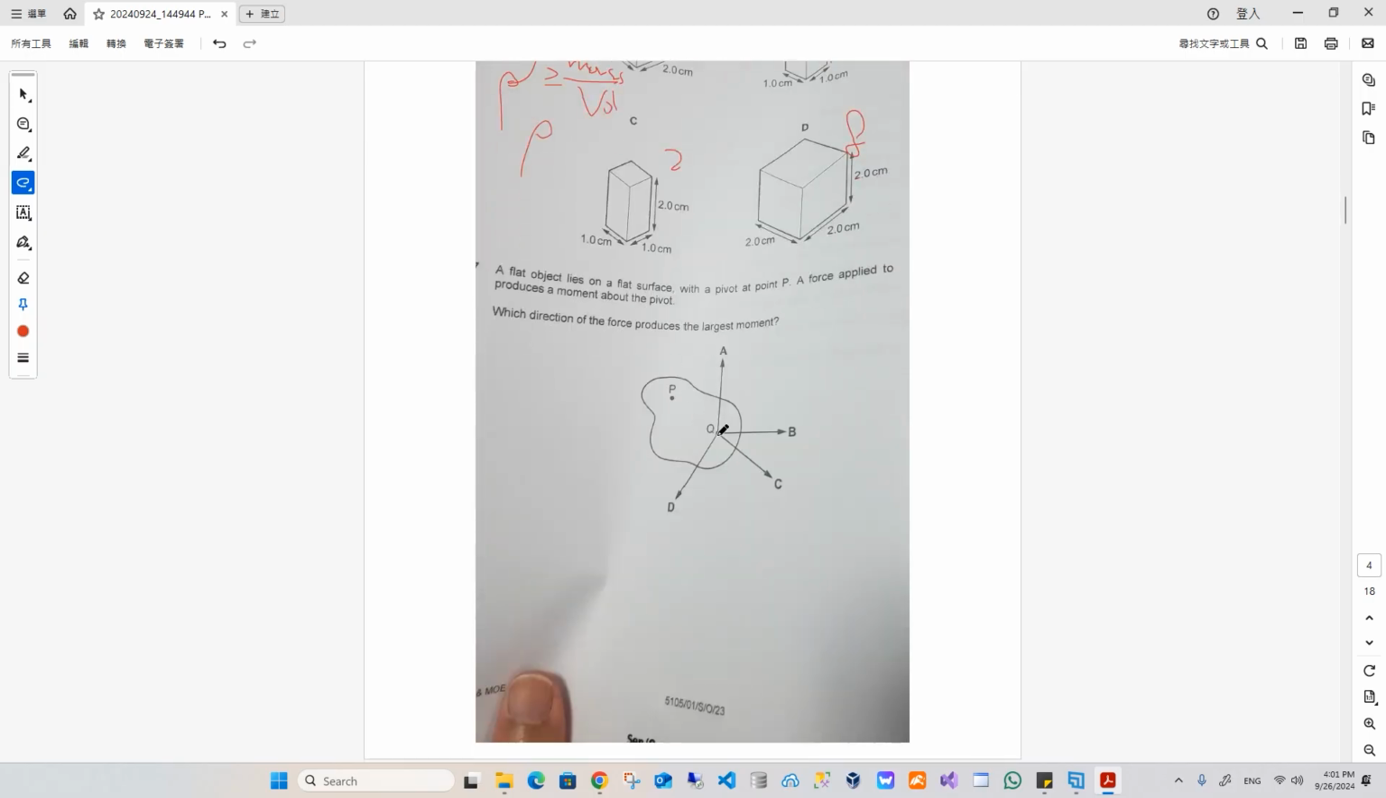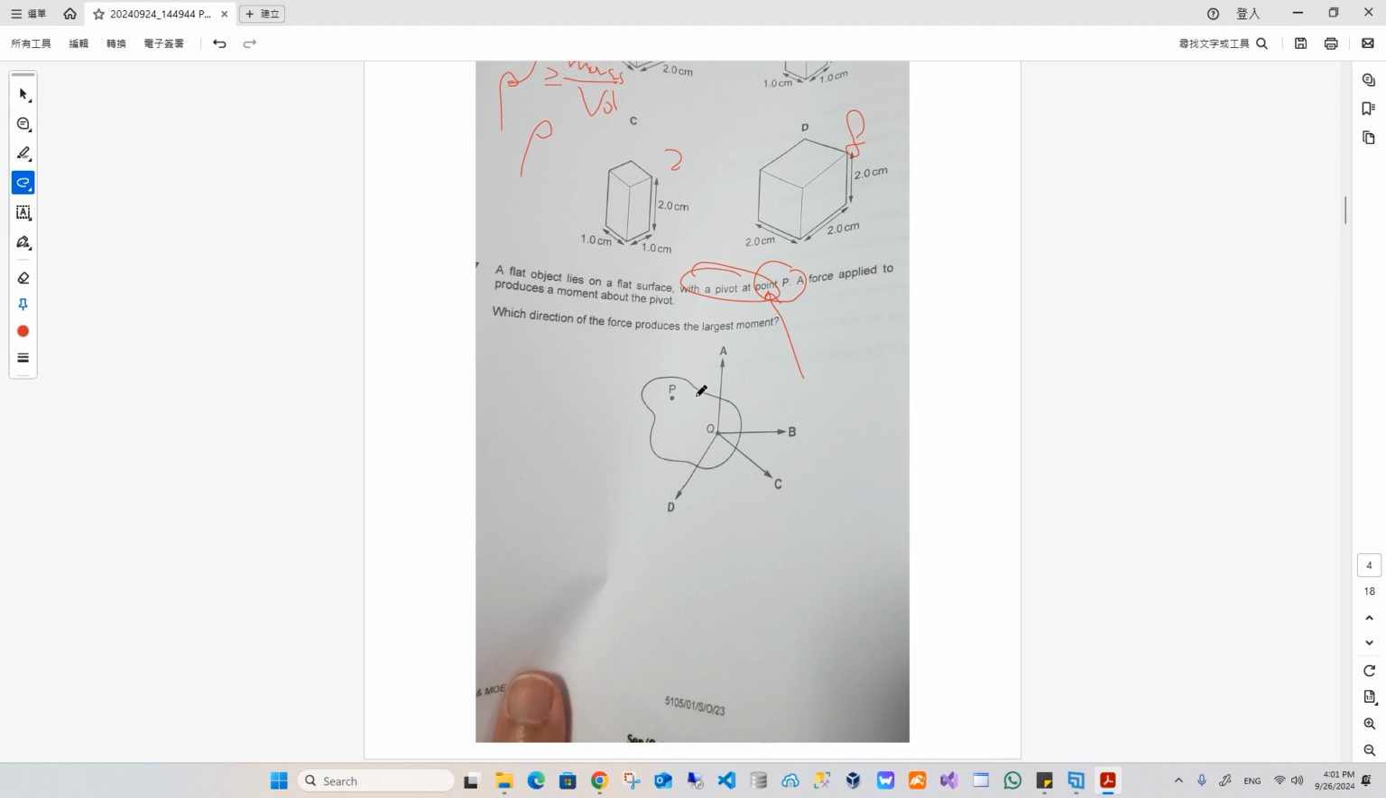A flat object, so this is a piece of cardboard or such, is pivoted at point P. When I say pivoted at something, I know in your syllabus they talk about pin, but don't ever believe what you hear. A pin at P means that actually there is an axis that pokes through the pin at P into the paper, so that the whole piece of cardboard can be swung around. That's actually what it means. A force is applied to produce a moment about the pivot. Which direction of force produces the greatest moment?